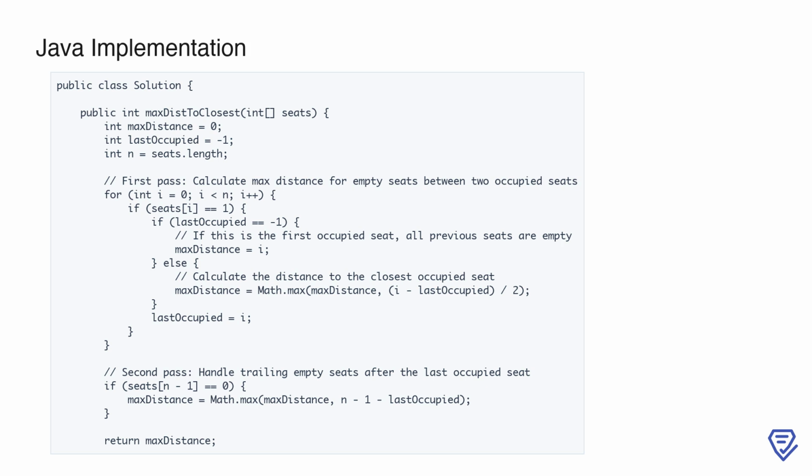The solution involves two passes. In the first pass, we loop through the array to calculate the maximum distance between two occupied seats. If we encounter an occupied seat, represented by seats[i] == 1, we check if it's the first occupied seat we've found. If it is, we update max_distance to the index i, as all the seats before it are empty. Otherwise, we calculate the distance to the closest occupied seat by dividing the gap between the current index and last_occupied by 2, and we update max_distance to the larger of the two values. After processing, we update last_occupied to the current index.